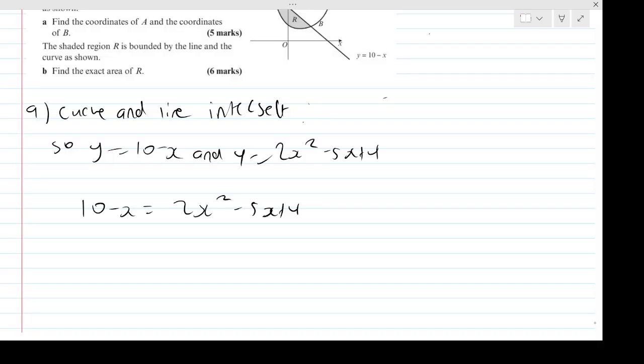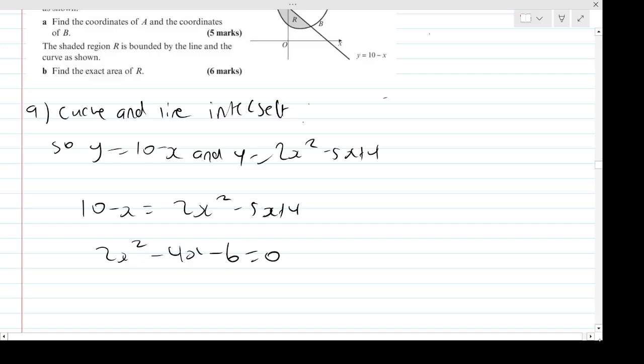So then I move the left side to the right, so I'm going to get 2x squared, then minus 5x add x. If I add x to both sides, I get minus 4x. Then if I subtract 10 from both sides, 4 minus 10 is minus 6, equal to 0.